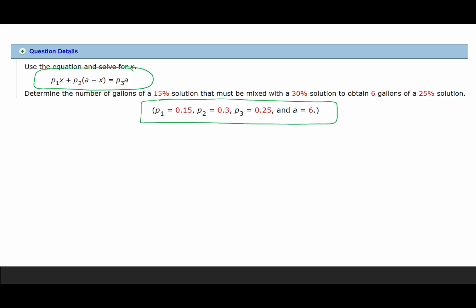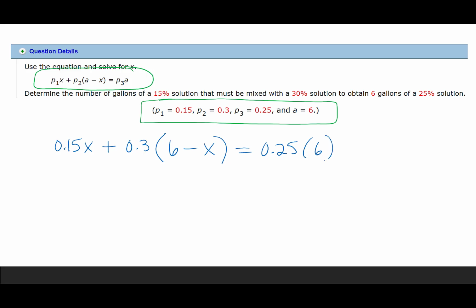The first thing I want you to do is substitute those values back into that equation. So that would look like P1 is 0.15. We don't have a value for x, so I'll leave that variable as x, plus P2 is 0.3, parentheses. I do have a value for a, which is 6. I don't have the value for x, so I'm going to say minus x. Close those parentheses, equals P3 is 0.25 times a, which is 6.